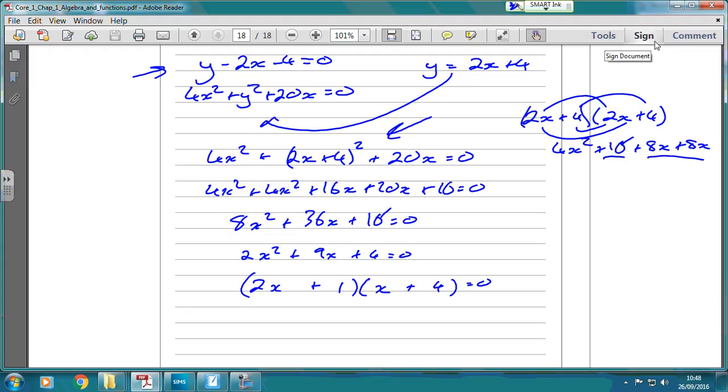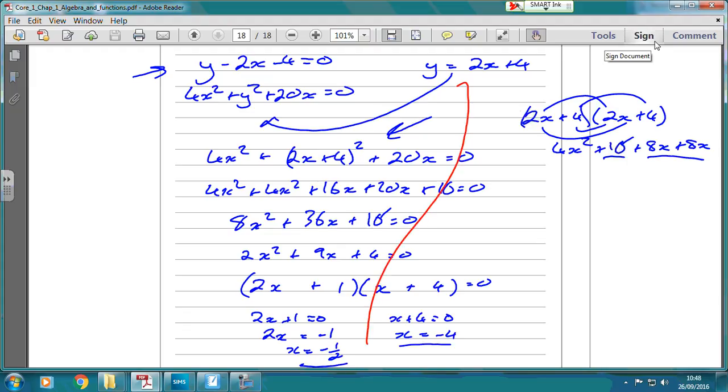Making the solutions, a lot of people found it difficult. So 2x plus 1 equals 0, so 2x equals minus 1, x equals minus 1 over 2. And here x plus 4 equals 0, x equals minus 4. So those are your two x solutions. Then you're going to substitute them back into this one up here. So 2 lots of minus a half is going to be minus 1 plus 3, so that's going to give us y equals 3. Substituting minus 4 into 2 lots of minus 4 is going to be minus 8 plus 4, which will give us y equals minus 4. And that's that for that question.